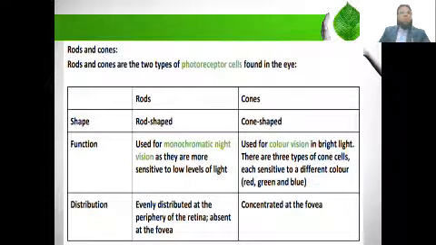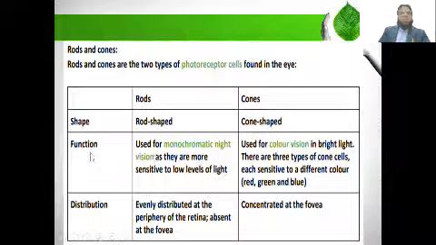Now here we are going to discuss the special types of receptors that are found inside the retina. As you can see, the rod and cone cells are the two types of photoreceptors found in the eye. What are the differences and the similarities? The similarity is that both are found in the retina. As you can see here, rod cells have a rod shape and cone cells have a cone shape.